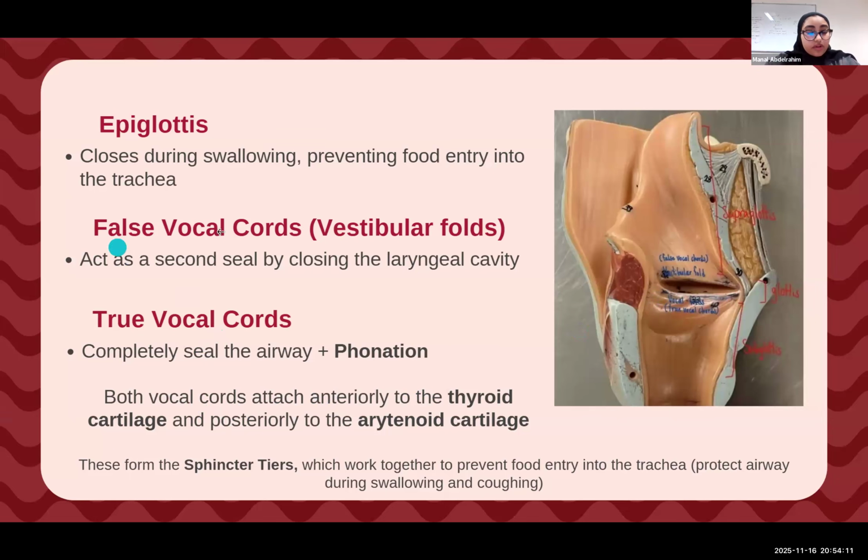Both of these vocal cords, the false vocal cords and the true vocal cords, are going to be attached anteriorly to the thyroid cartilage, posteriorly to the arytenoid cartilage. We'll talk about the cartilages in a minute. I'm just including it here as well.